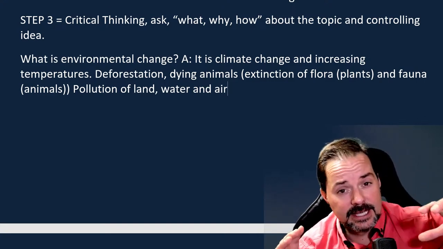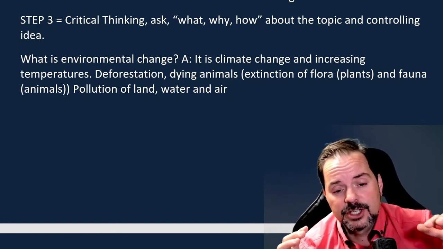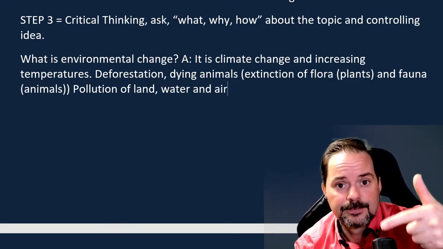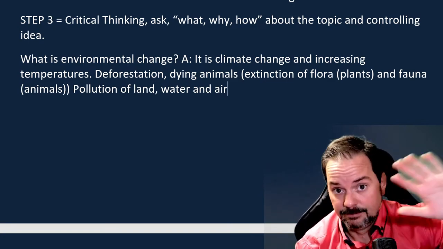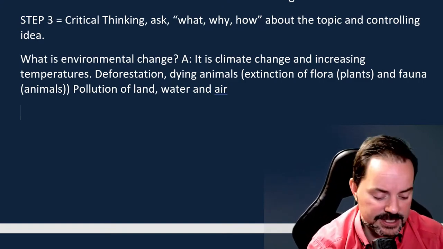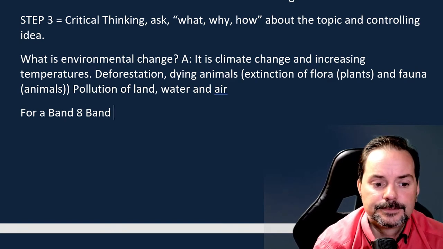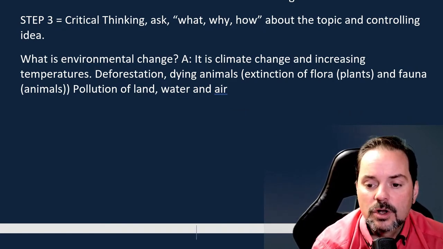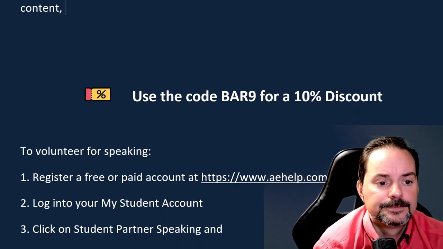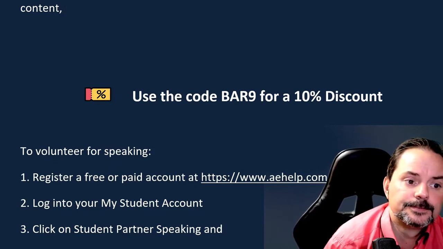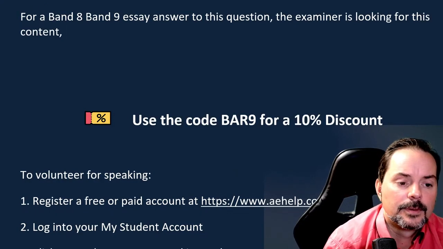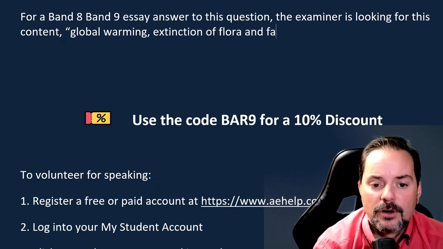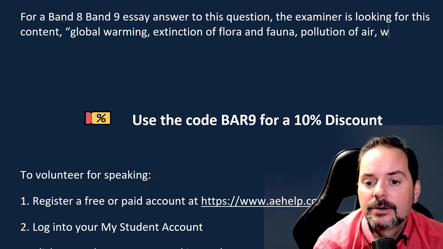So to really get a high band Task 2, ideally in a perfect world, when you get this question, these thoughts come to your mind. Increasing temperatures, extinction of flora and fauna, pollution of air, water, and land. Everybody got that? So for a Band 8, Band 9 essay, the examiner is looking for this content. Okay? So they're looking for global warming, extinction of flora and fauna, pollution of air, water, and land.